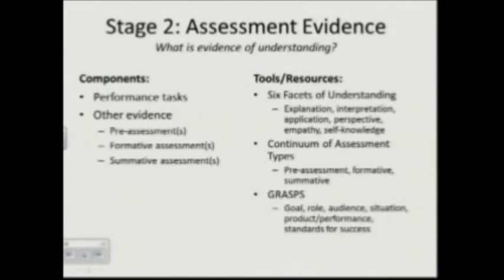Once you've identified what it is you want students to know, to be able to do, what those unit goals and enduring understandings are that they're going to be walking away with and transferring to other content areas or other situations, we need to look at stage 2. What's the evidence of this understanding? How do we know that they've gotten there?